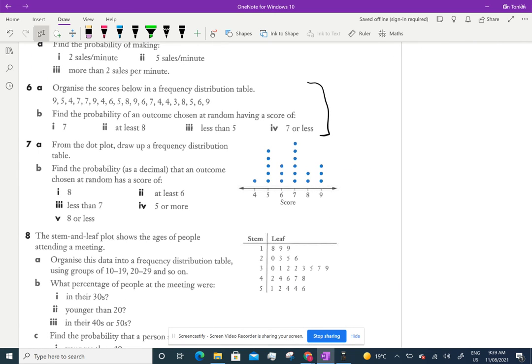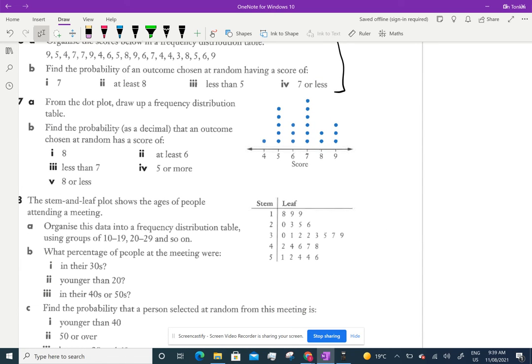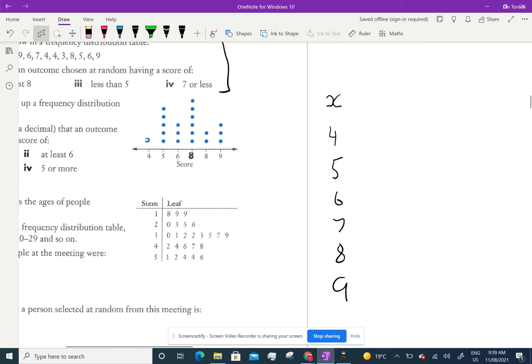Right, so you can make up a frequency distribution table for that. I'm going to do it for number 7. So number 7, what are my x's? Dot plot, we don't even know what this is. It's a score. Remember, the symbol for a score is an X. And we've got 4, 5, 6, 7, 8, and 9. I'll put my frequency in. And we've got 1, 5 5s. 3 6s, 6 7s, 2 8s, and 3 9s.